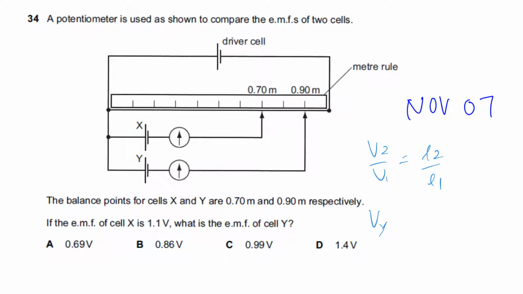Vy equals the length, which is 0.9, over the other length of X, 0.7, times the EMF of cell X, which is 1.1, and you'll get 1.4 volts. But there's a shorter way. Since V is proportional to length, you will notice that this length is longer than 0.7. So if 0.7 is already 1.1, then 0.9 should be a bigger voltage. So therefore the only answer is D, 1.4 volts.